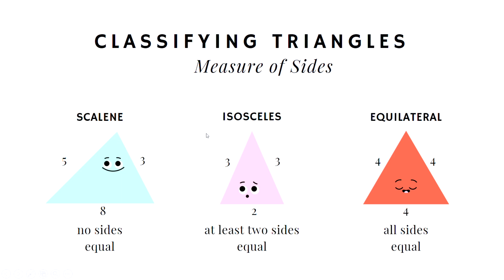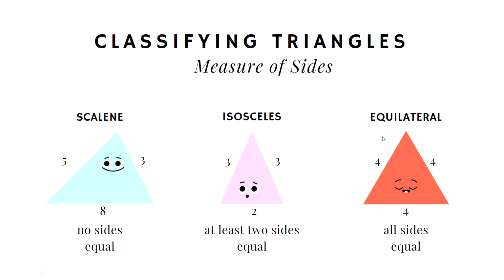Then we have the next triangle. It has 1, 2, 3 sides. First measurement is 3, second measurement is 2, third measurement is 3. So you have seen the first and the third have the same measurement. So this triangle is known as isosceles. At least 2 sides are equal.